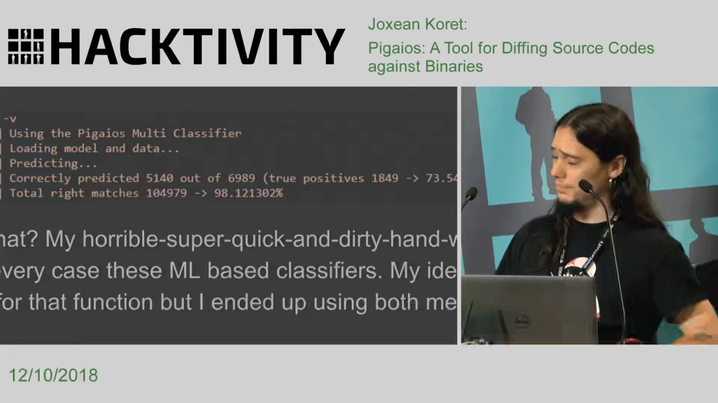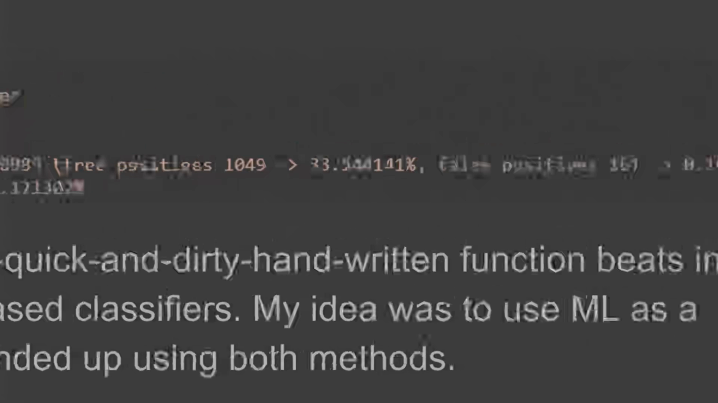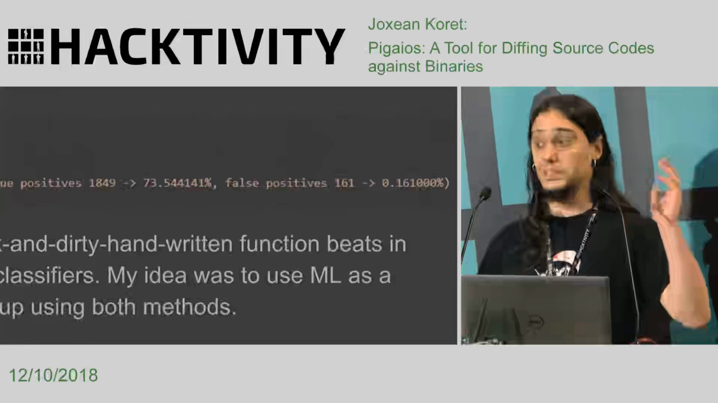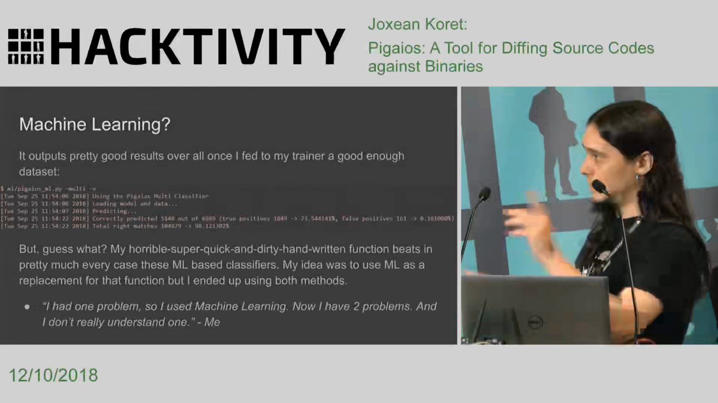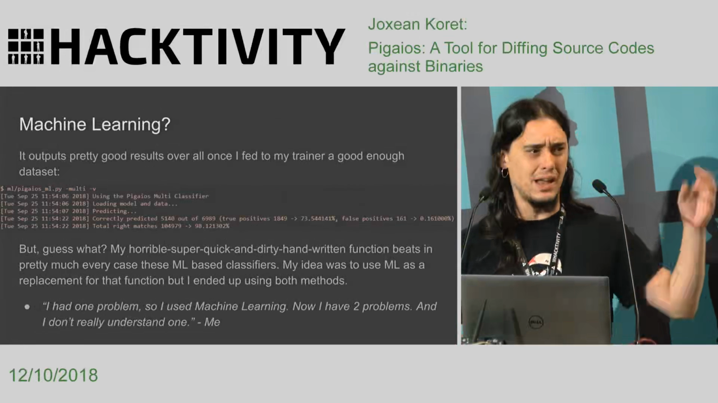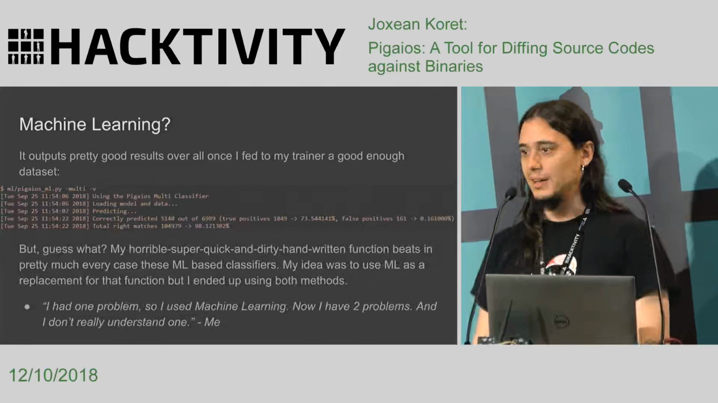As we can see, for example, talking about positives, in one of my datasets, from around 7,000 functions, it finds more than 5,000, which is pretty good, I guess. And the number of false positives is not that bad, just 0.161, which is very nice. But guess what? My very horrible function, that I said is not good and I have to drop it and replace with something more scientific, is still the best.